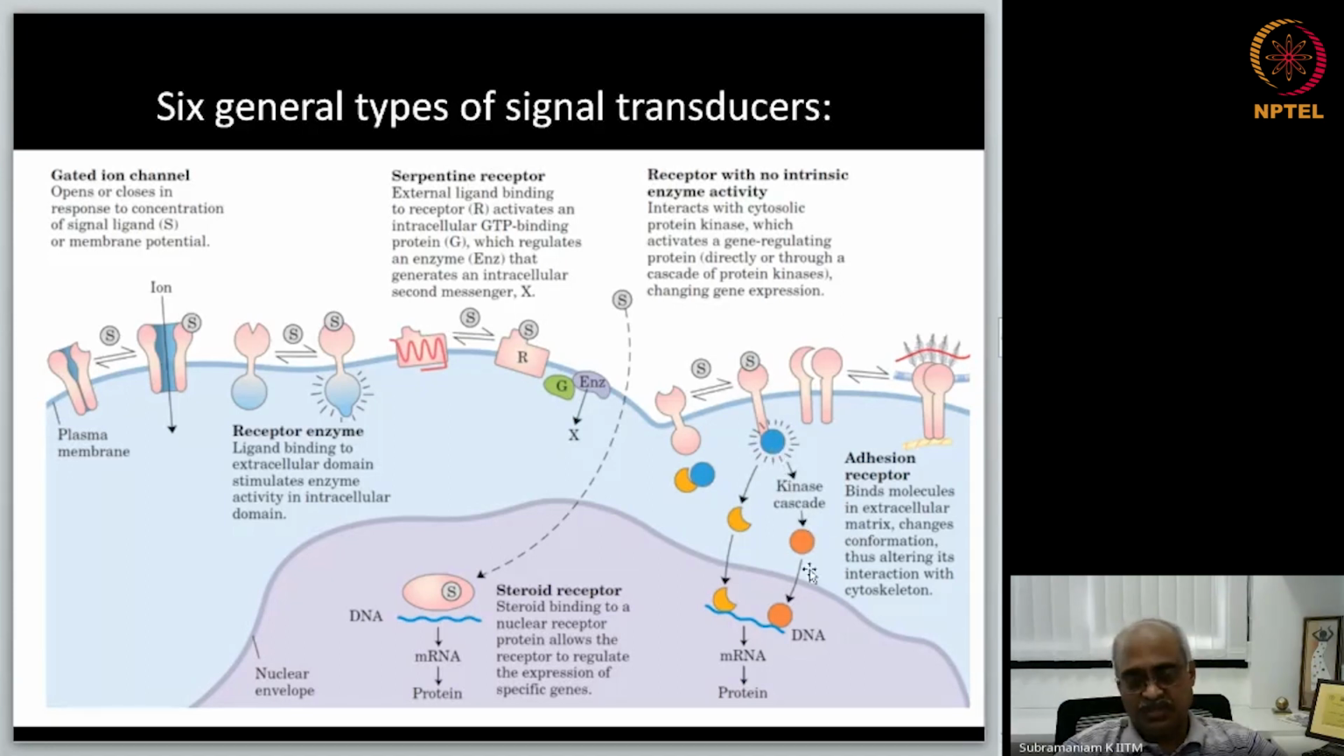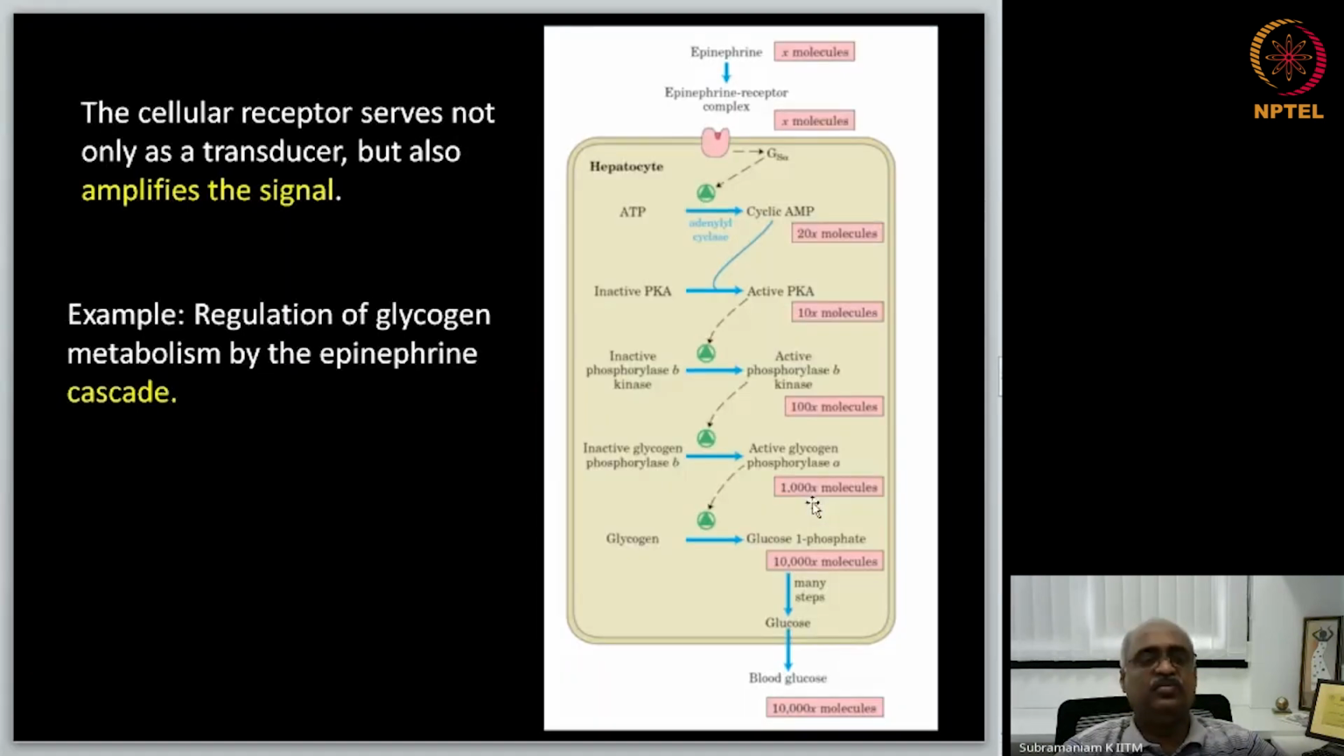And those steps are called the cascade. So in this case, signal transduction cascade. And this cascade has the effect of essentially cascading effect, meaning amplification of the signal. Okay, that is illustrated by this example of glycogen metabolism regulated by epinephrine. This is something we have already seen.